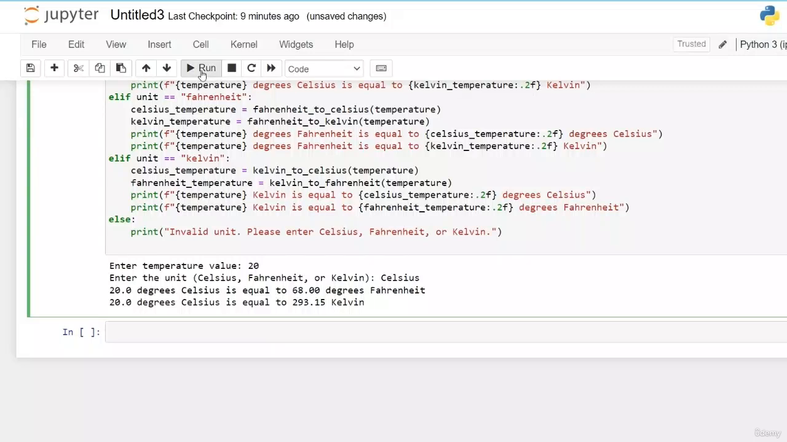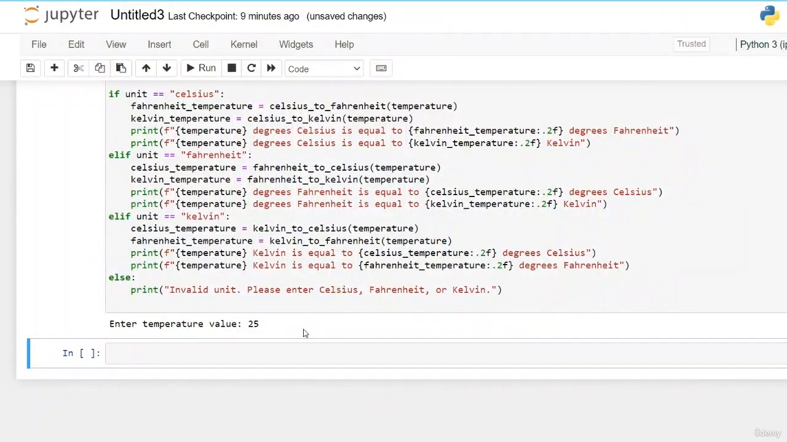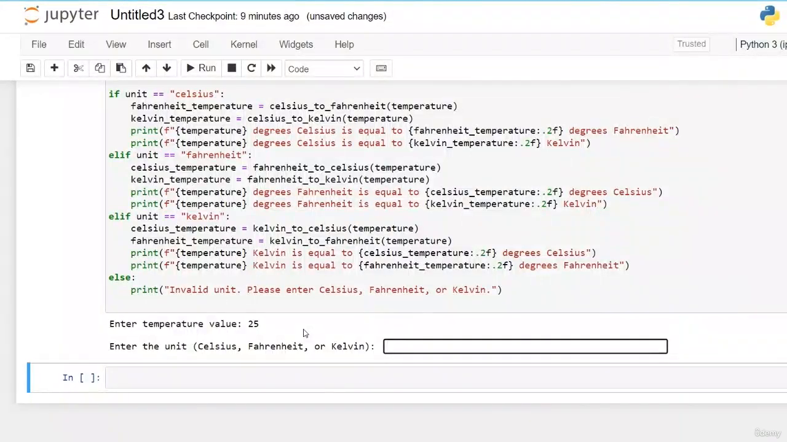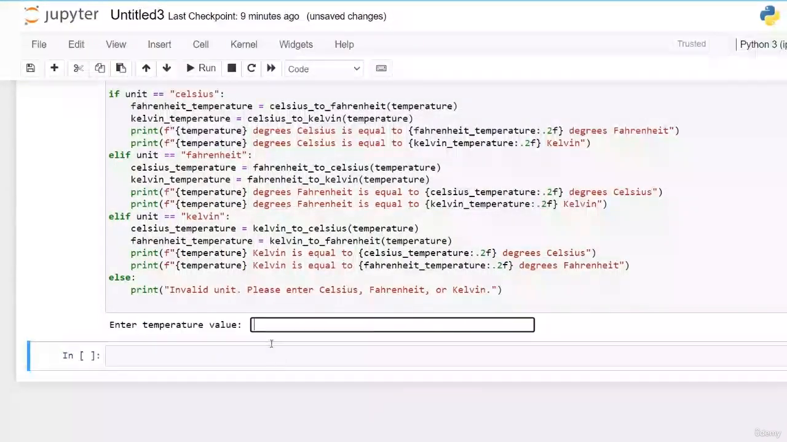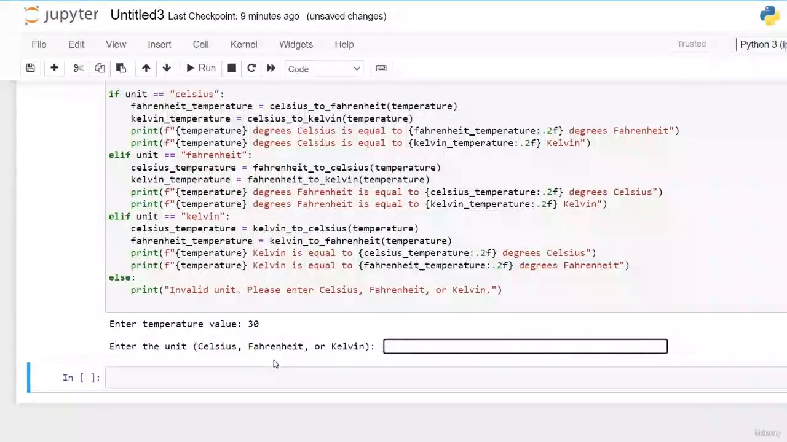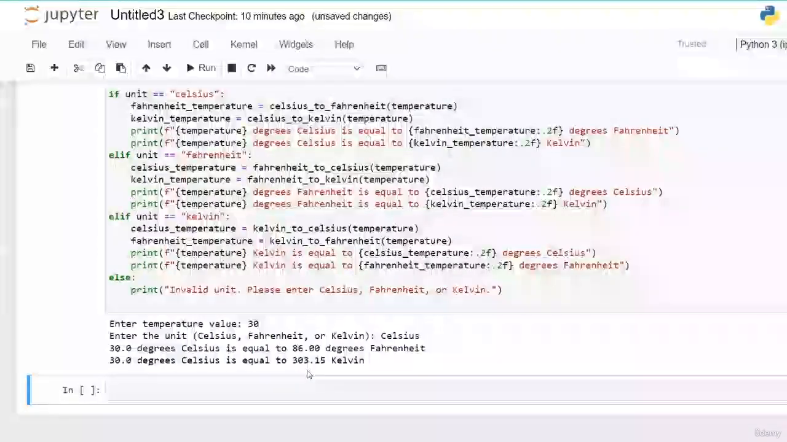You can also try it for others. Let's say 25, and maybe I wrongly spelled the unit, and then we get that invalid unit. Enter the correct unit. We run this again, and then 30, Celsius, and then you get your equivalent in Fahrenheit and in Kelvin.